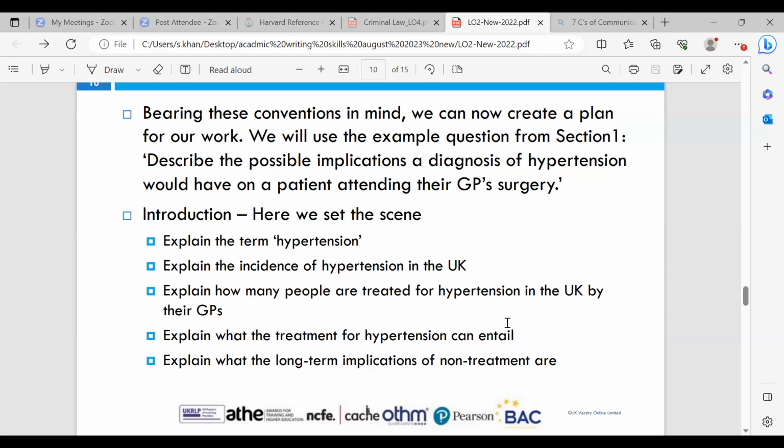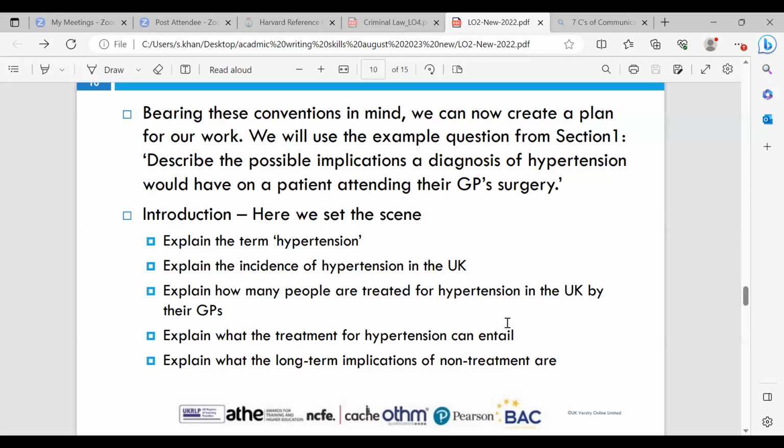So if you're looking at that question, describe the possible implications a diagnosis of hypertension would have on a patient attending their GP surgery. If you're doing an introduction, you need to explain what hypertension is, because the reader doesn't understand. Okay, so if the reader doesn't understand, you need to make the reader understand. So you will define and explain what hypertension is.